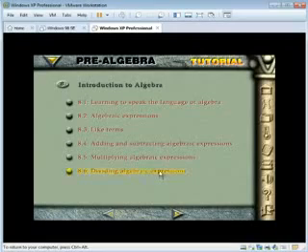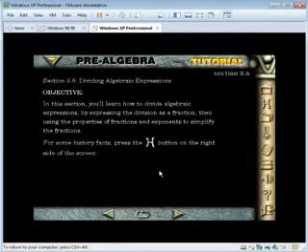Chapter 8, Introduction. Section 8.6, Dividing Algebraic Expressions. In this section, you'll learn how to divide algebraic expressions by expressing the division as a fraction, then using the properties of fractions and exponents to simplify the fractions.